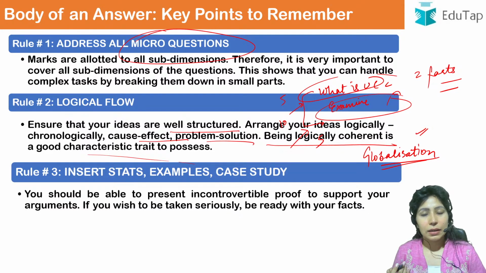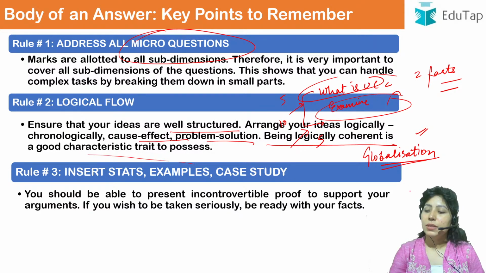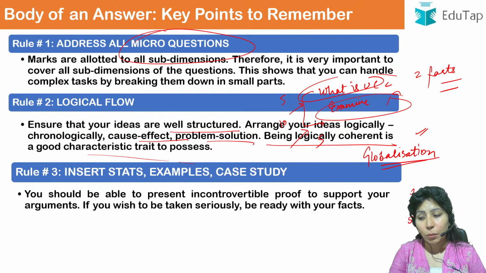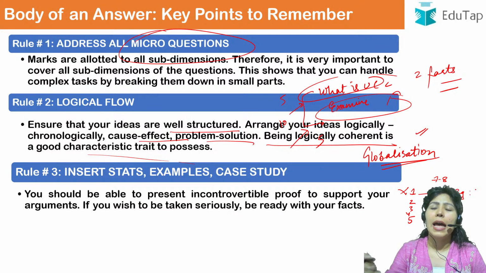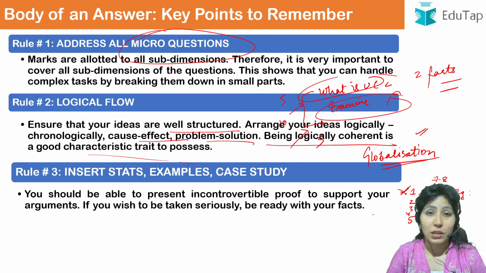Then insert statistics, examples, and case studies. This is something we talked about in the introduction itself as well. So let's say you're writing 5 points in your body. Just writing a straight away one line which has 7 to 8 words will not fetch you marks. But if you have one sentence and then you talk about an example or a case study, an example of your local surroundings or a case study that has appeared in the newspaper, then you will get very good marks for this point.